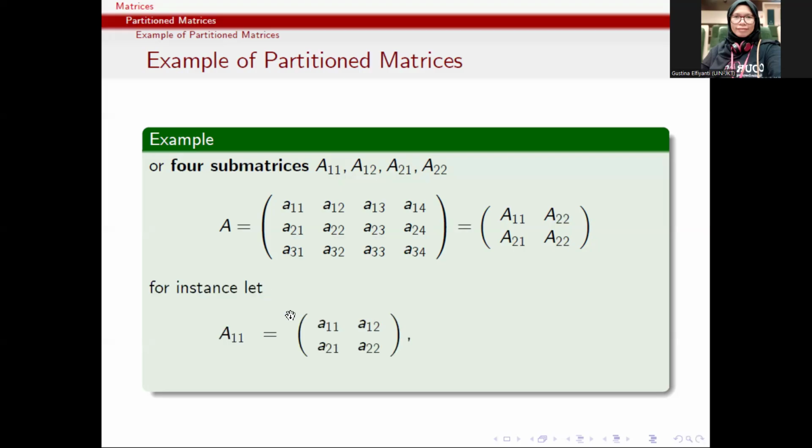For instance, we have A11 is A11, A12, A21, and A22. And A12 is A13, A14, A23, and A24. And A21 is A31 and A32. And A22 is A33 and A34.